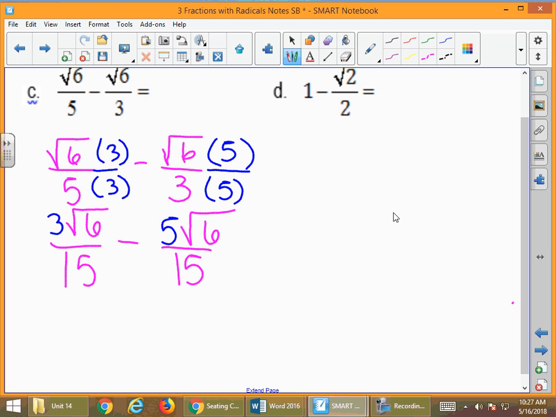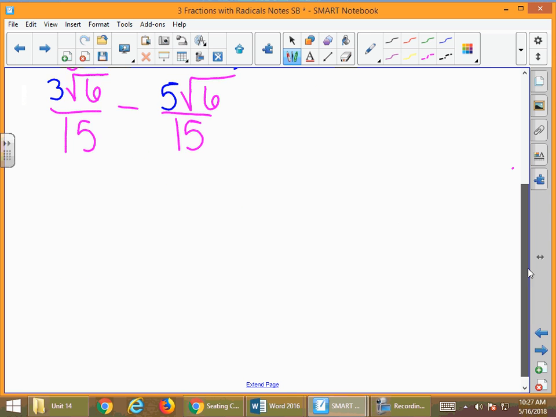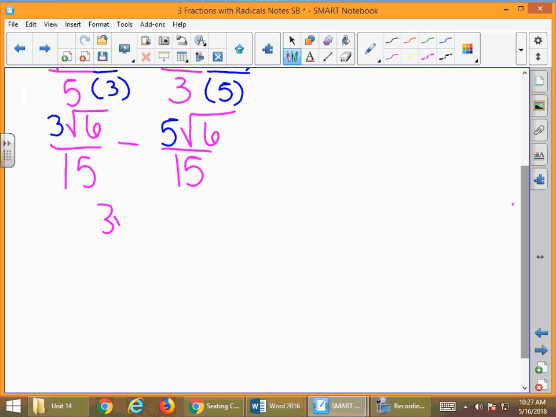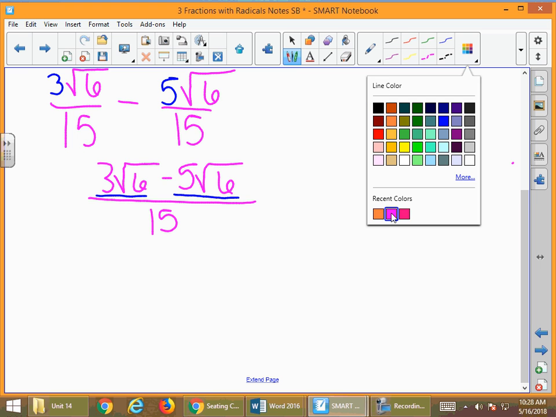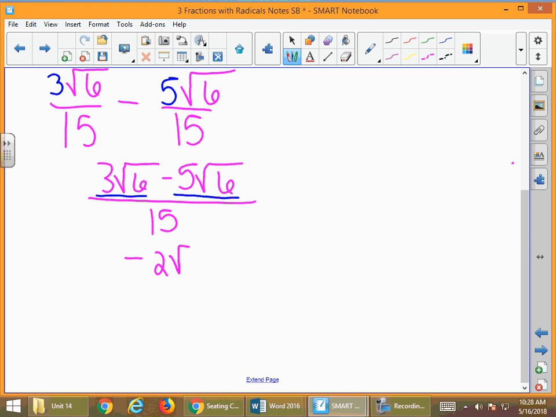And some of you will see this step before me, but when I started, I wrote 3 radical 6 minus 5 radical 6 divided by 15. But as I look closer there, and you probably saw it before me, both of these terms have the square root of 6 in them. These are like terms here. We can combine those. They both have the square root of 6 in them. So 3 minus 5 is negative 2 square root of 6 divided by 15.